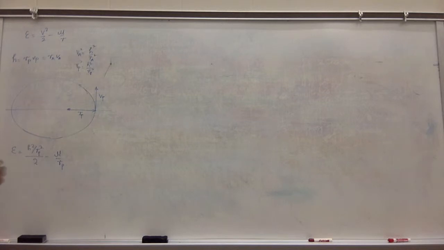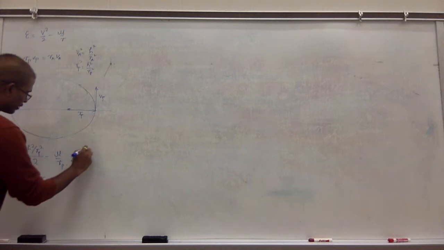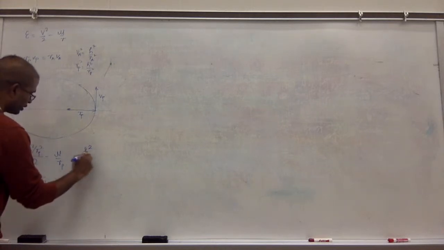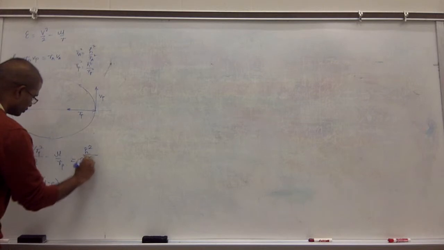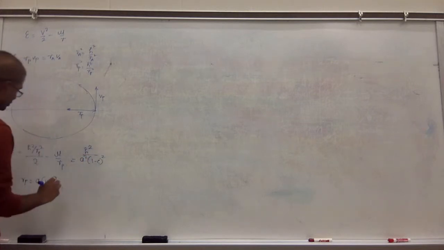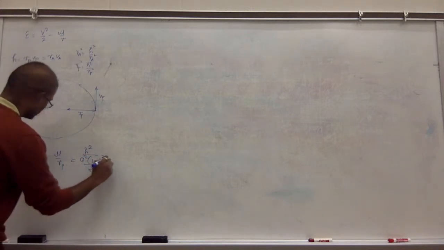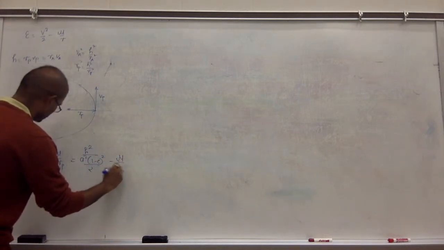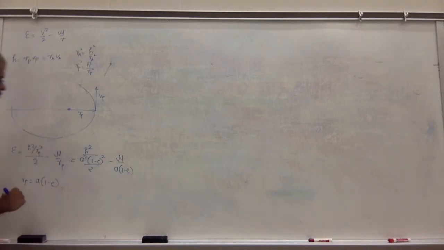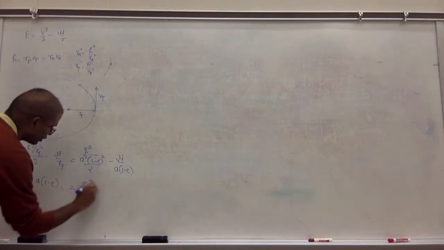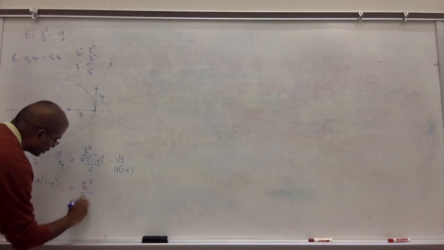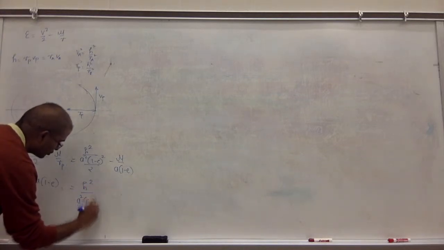So if you use RP, what was RP given to be? A into 1 minus E, right? And RA is A into 1 plus E. So if you just substitute this, you have h square divided by a square into 1 minus e square, over 2, minus mu over a into 1 minus e. You do this, you have a square over a square into 1 minus e square.